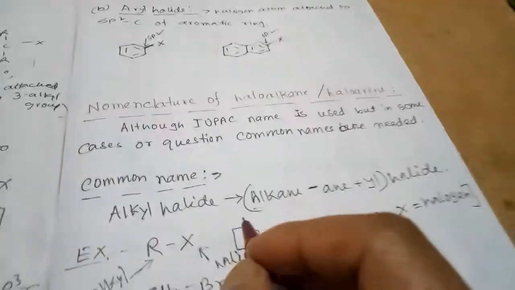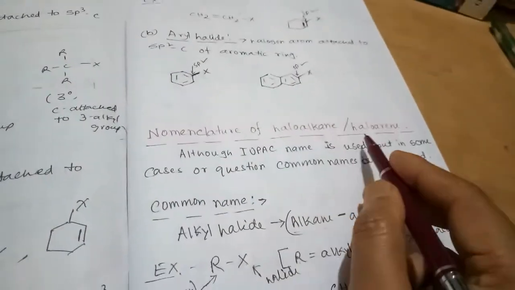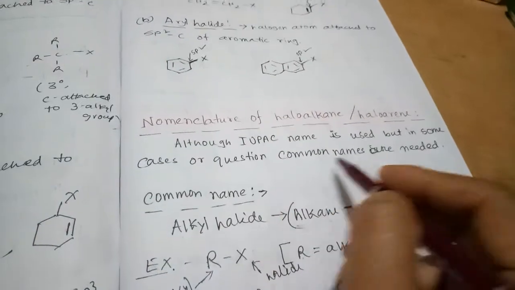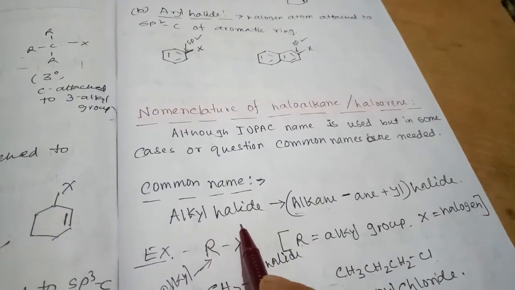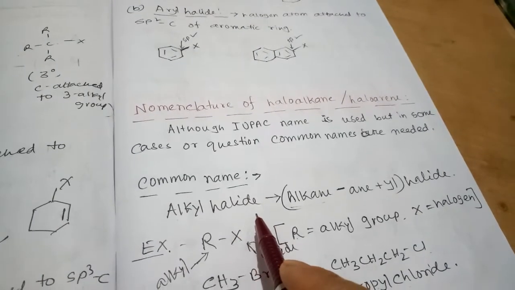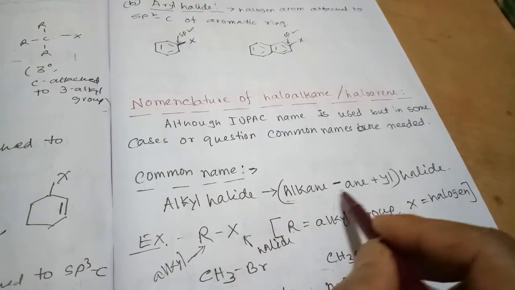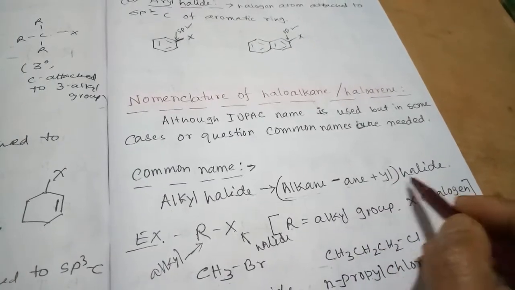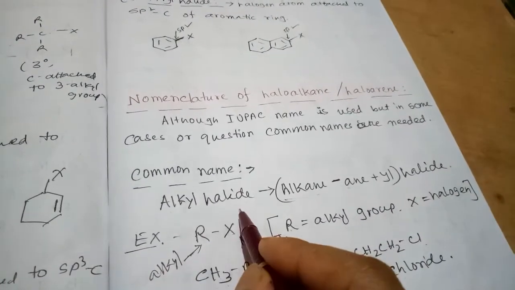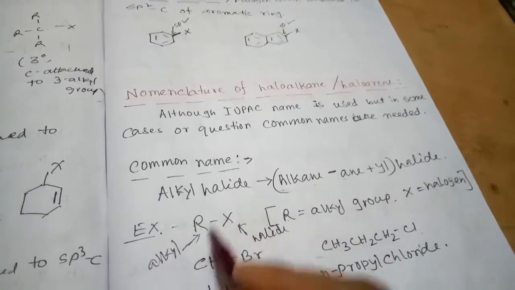Today we'll discuss the naming of haloalkanes and haloarenes. Both the common and the IUPAC names we'll discuss. The common name arises from the alkanes. For the alkane, you remove the -ane part and then you add -yl and then halide. This is alkyl halide. Their name is the alkyl halide.